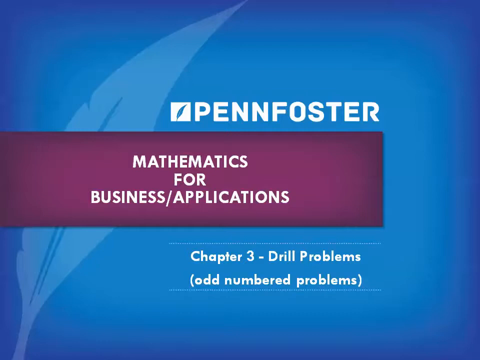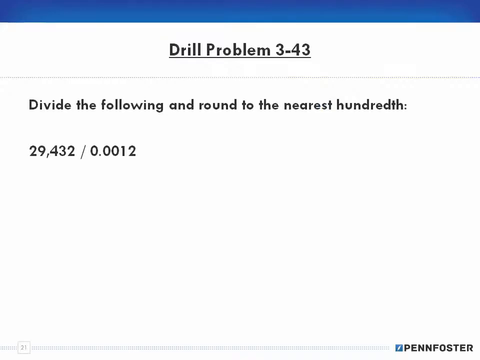In our last video, we finished up on 3-41, I believe. So let's pick up with 3-43. And let me get a pen here. Okay, it says, divide the following and round to the nearest hundredth.